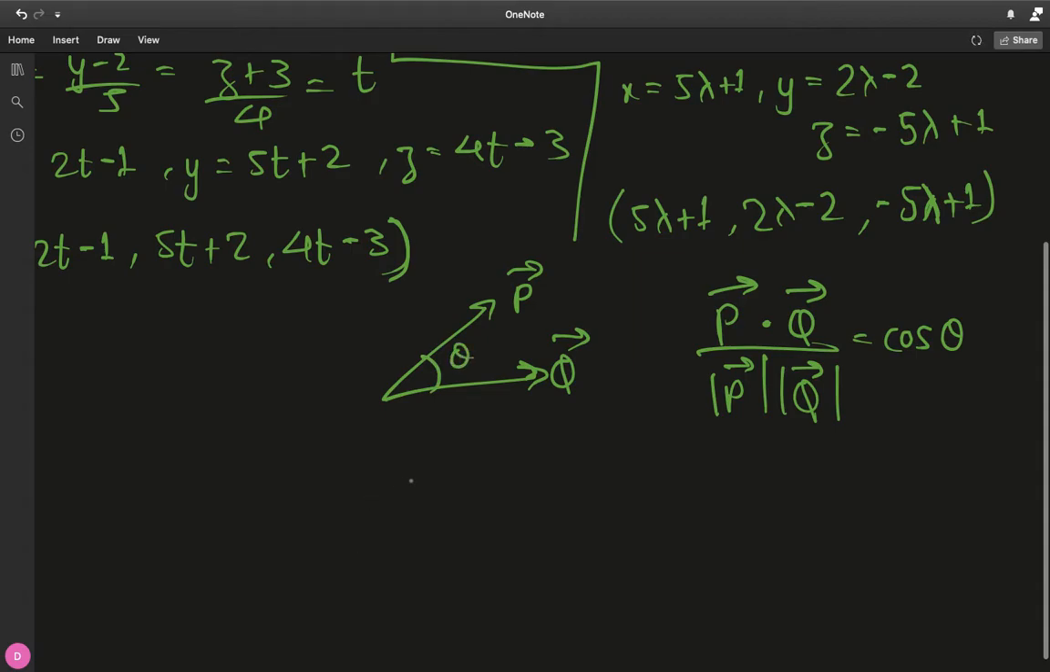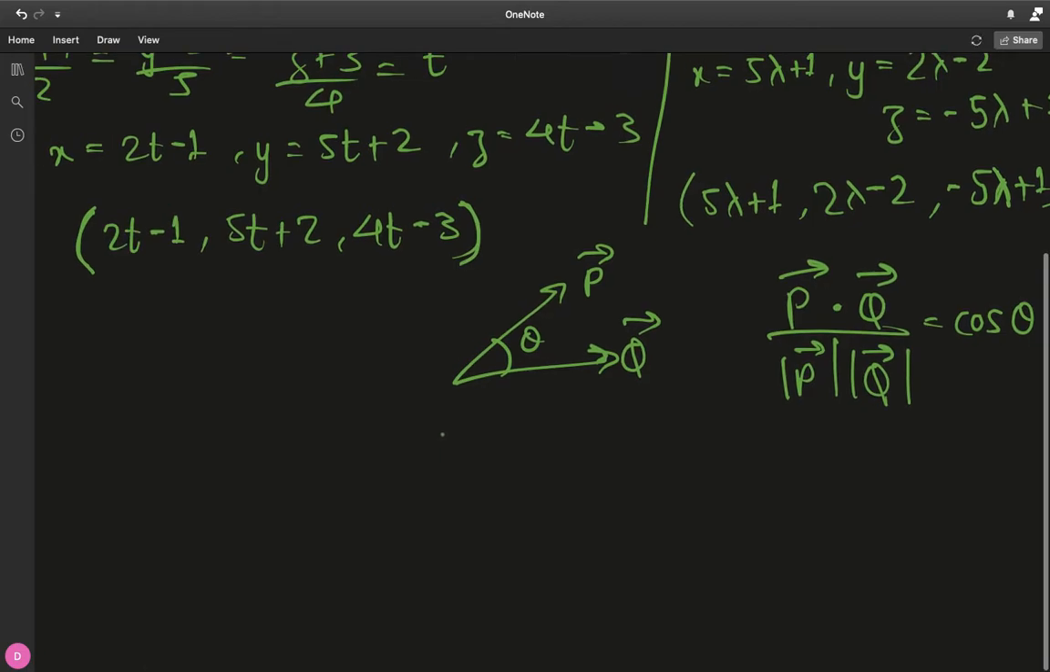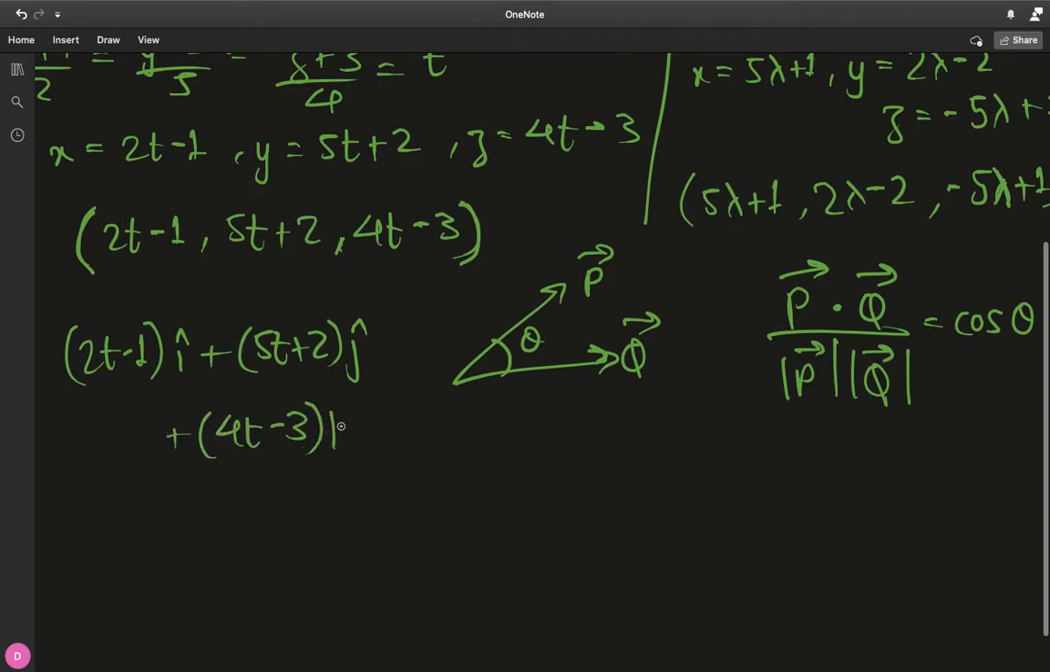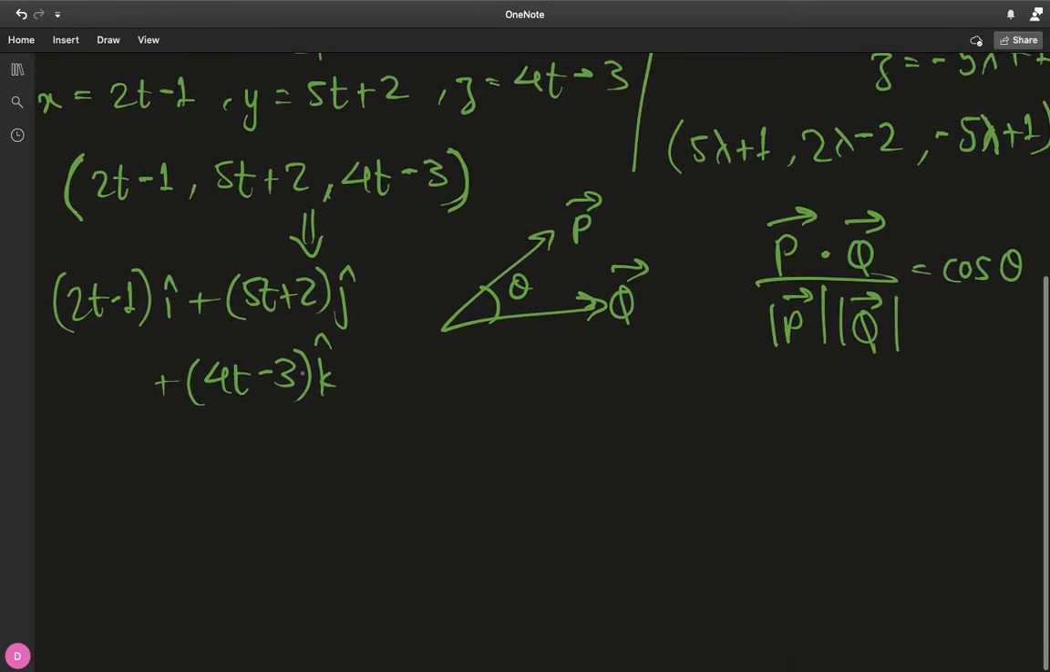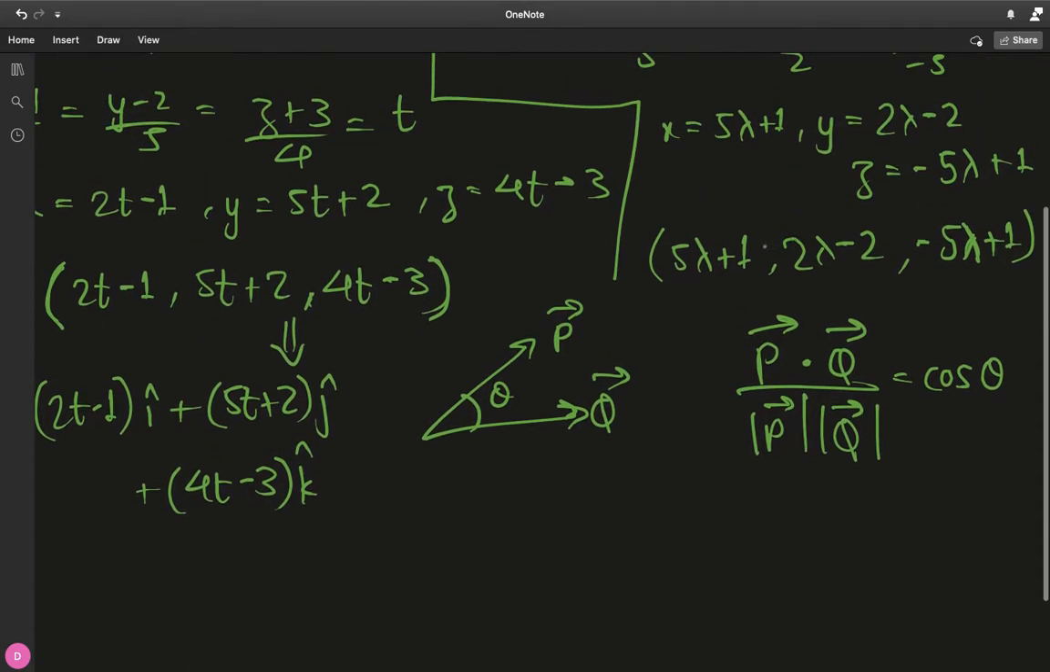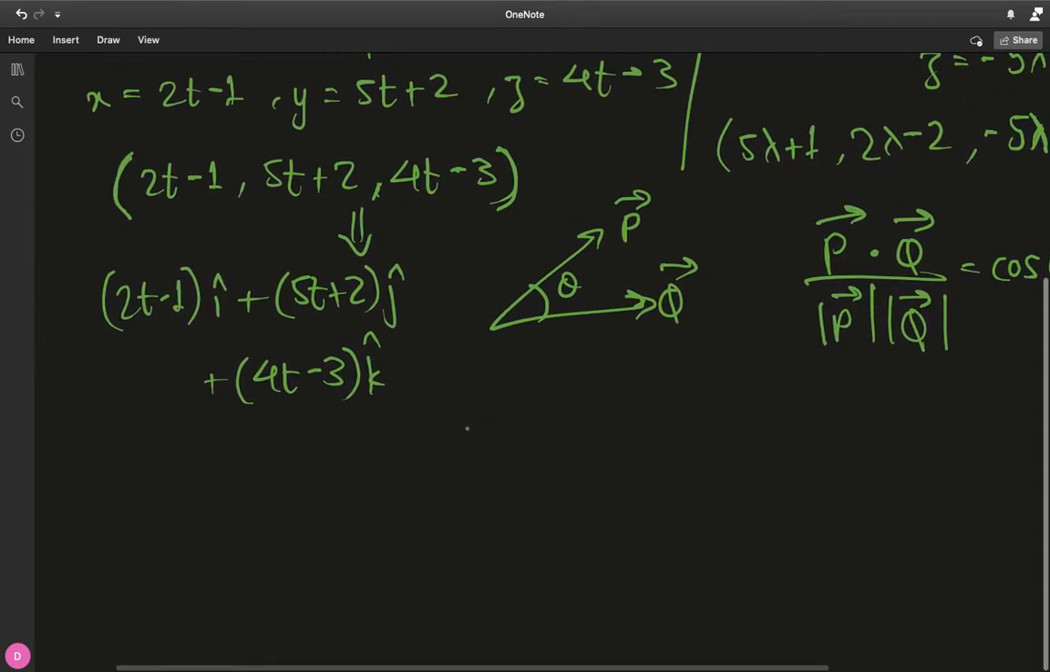Okay, so I actually want to do a similar analogy for three-dimensional space. So we have this vector; you can write this as (2t minus 1) i cap plus (5t plus 2) j cap plus (4t minus 3) k cap. So you have a vector in three-dimensional space, and you can do the similar thing with the second parameterization.